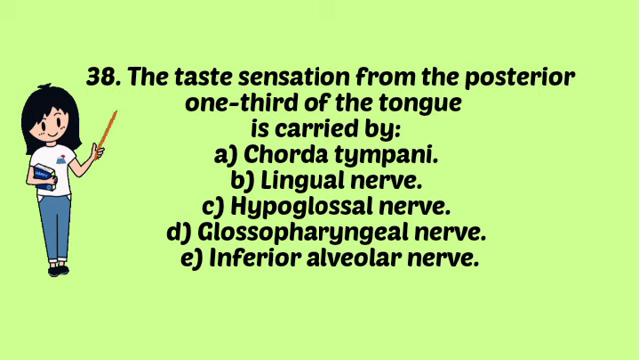38. The taste sensation from the posterior one-third of the tongue is carried by A. Chorda tympani, B. Lingual nerve, C. Hypoglossal nerve, D. Glossopharyngeal nerve, E. Inferior alveolar nerve. Option D is correct, glossopharyngeal nerve.